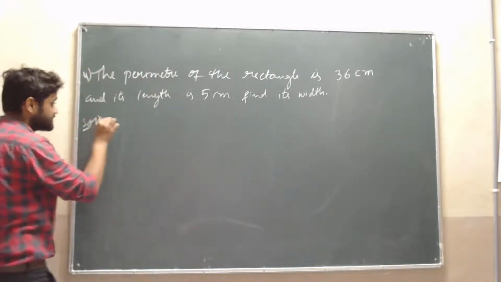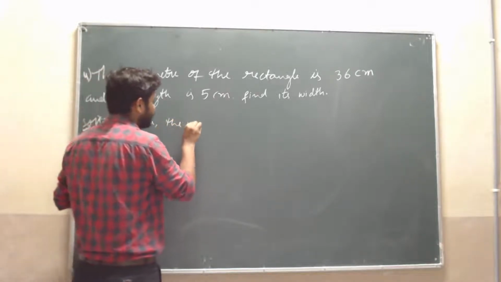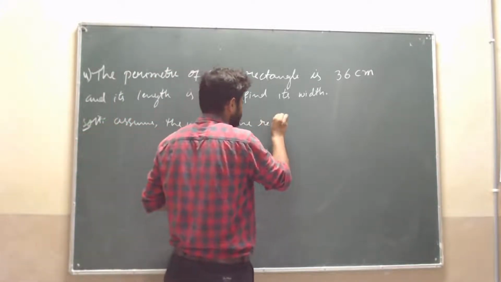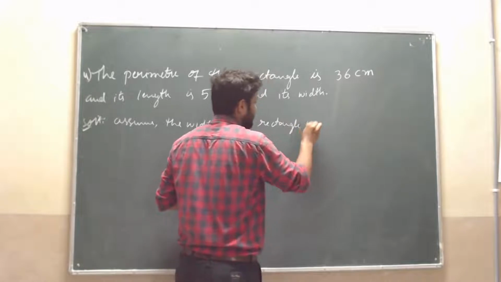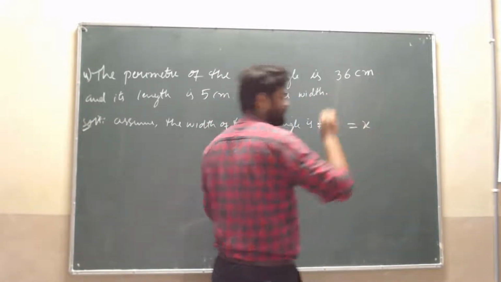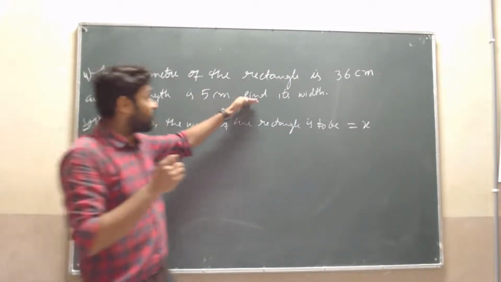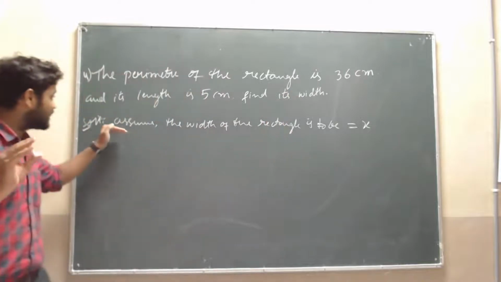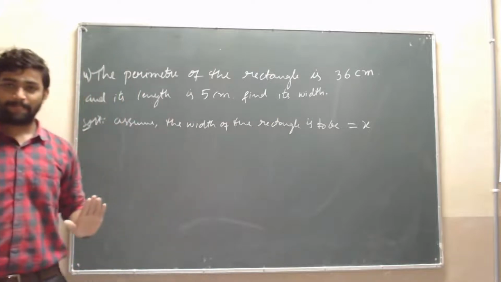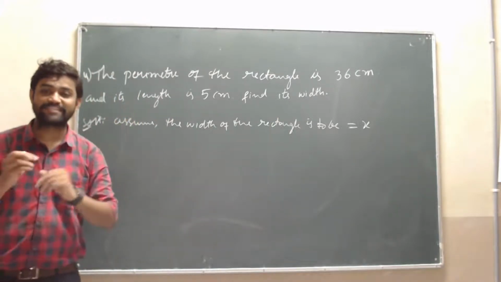Find out its width. See here, assume the width of the rectangle to be x, because x is common, that's why I have taken the x. To find out its width, first we have to assume that the width of the rectangle is x. Okay, now we have to convert this into a linear equation.